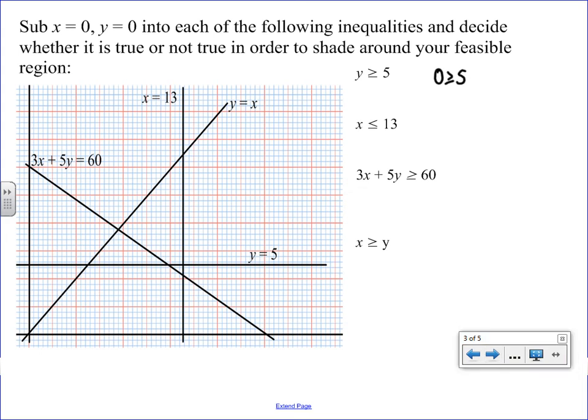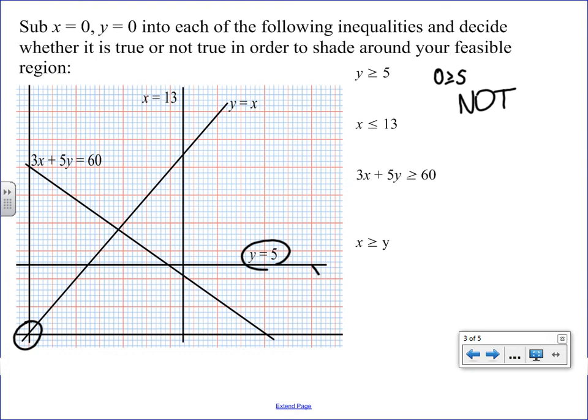Now is that true or not? No. So the origin is not on the side of this line that we want. So the origin is down here. And the line that we drew is the y equals 5, this line here. And the origin is on the wrong side because this is not true. So the side of the line that we want is not the side with the origin in. So it's getting rid of the side that we don't want.